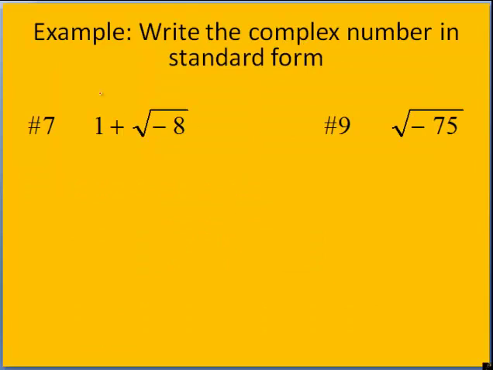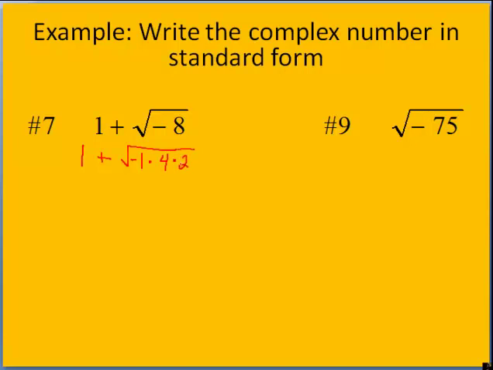Alright, so let's do an example of writing the complex number in standard form. So here I'm going to have 1 plus, and this is where I know that I'm going to have an imaginary part. So here is that -1 factor that I can eventually break apart from what's underneath the radical. And then 4 is a factor of 8 that happens to be a perfect square, so I'm going to set that aside.